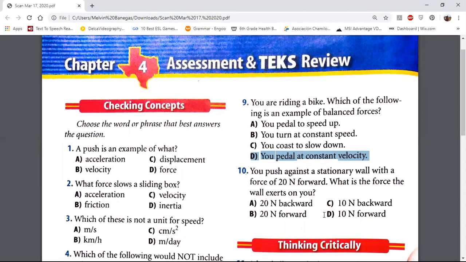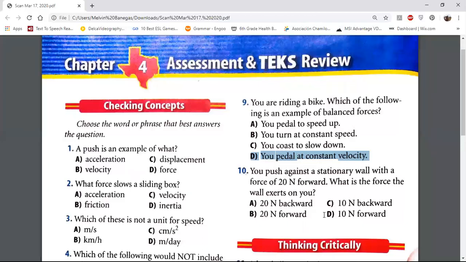So this is related to the 3rd law of motion, which states when a force is applied on an object, an equal force is applied by the object in the opposite direction. So what would be the answer in this case? 20 newtons backward. Absolutely, because if we are pushing 20 newtons forward, this is the law of action and reaction. So the wall will exert 20 newtons backward. So it's going to be letter A, right? Okay.